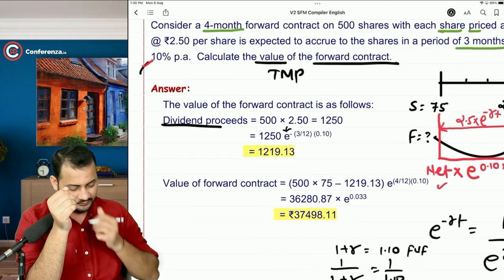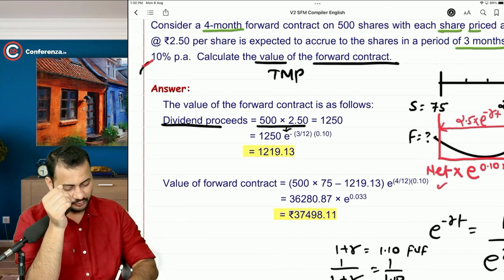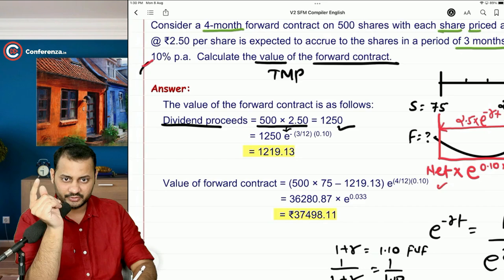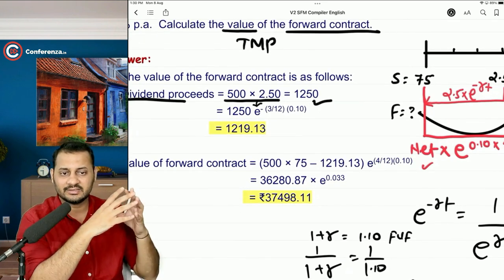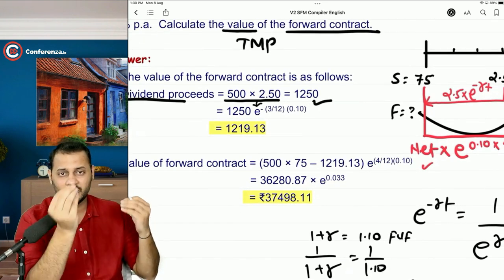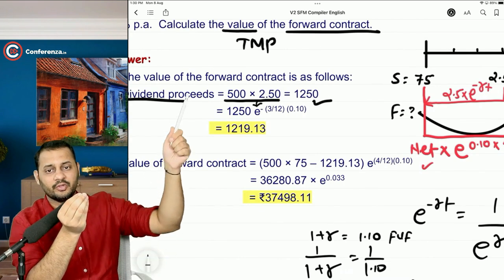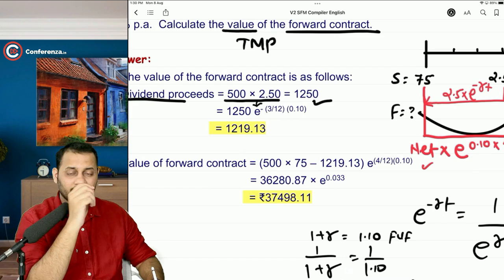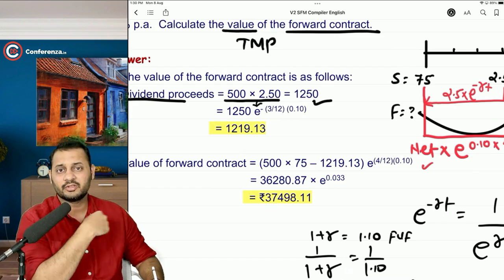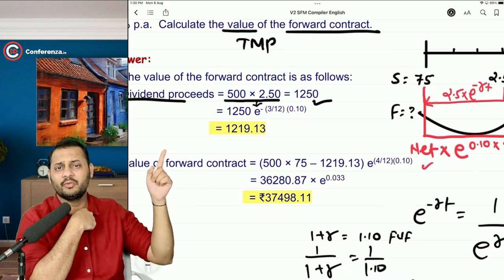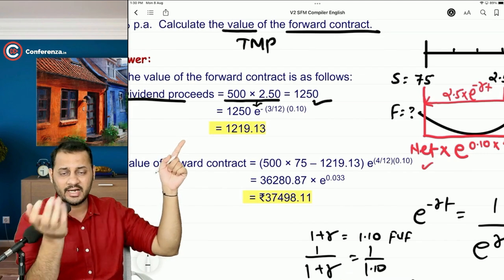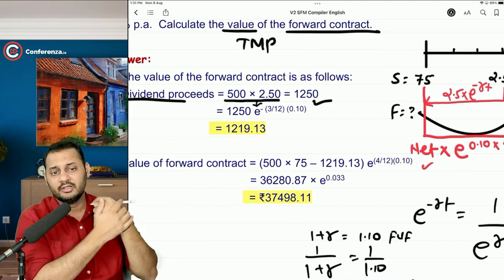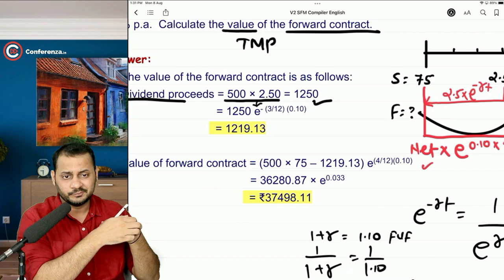First of all, let's take the dividend proceeds. So 500 into 2.50, 1250 is the dividend proceeds. See, what they are doing is just increasing the calculation, which you can avoid, because you don't have to multiply the entire equation or the answer by 500 except for the last step. There is no point in doing that and adding extra calculation to your exam answer.